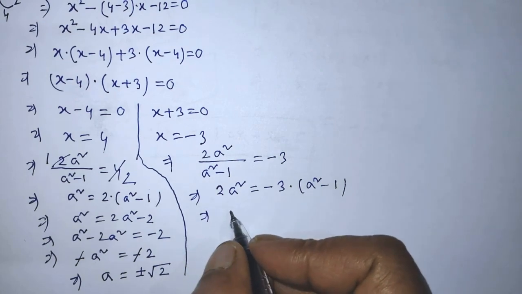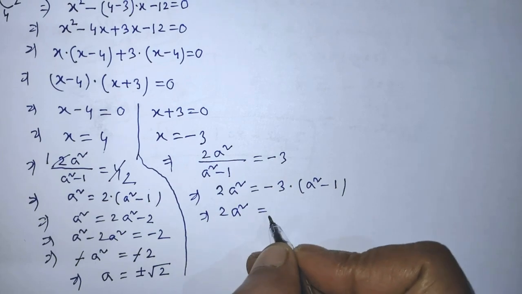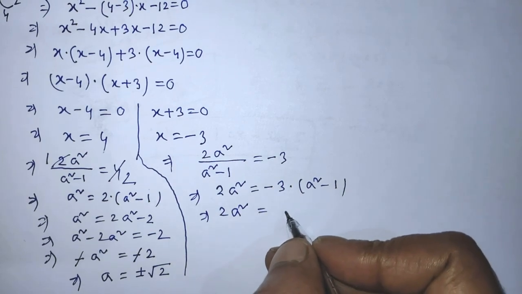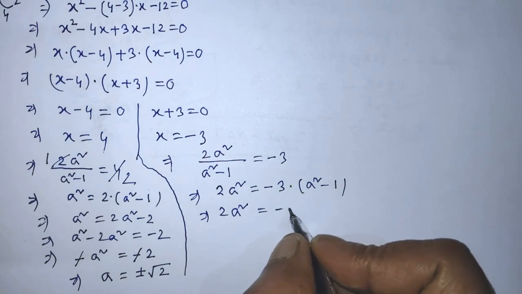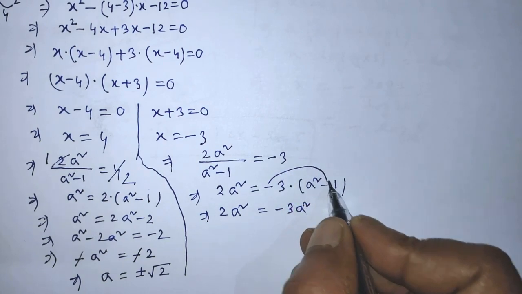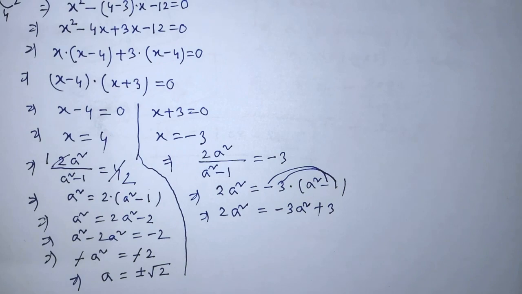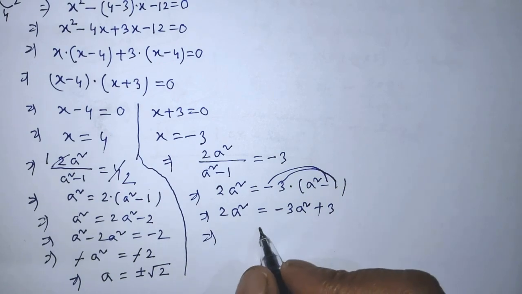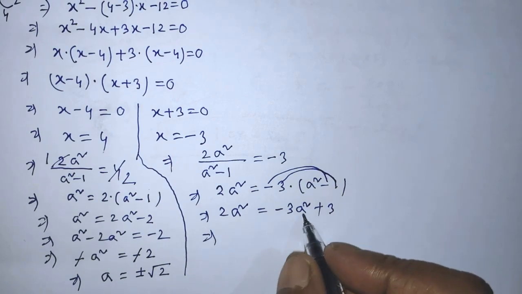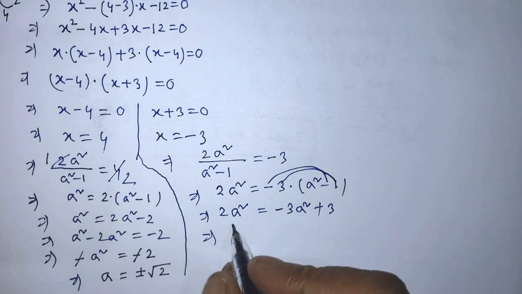So after that, on the left hand side again we have to write 2a square is equal to, on the right hand side we can write minus 3a square, minus into minus plus, and 3 times 1, that is 3. So student, to find the value of a from this equation we have to transpose minus 3a square from right hand side to left hand side.